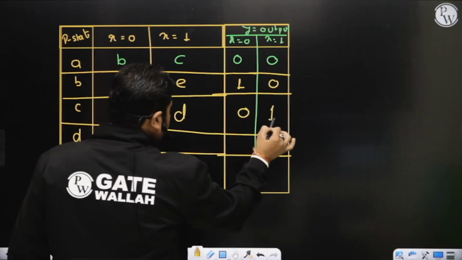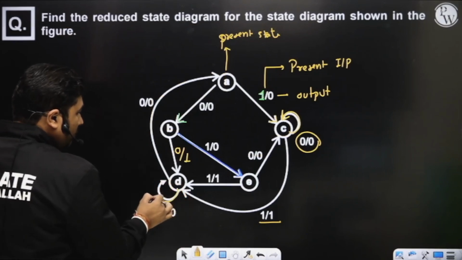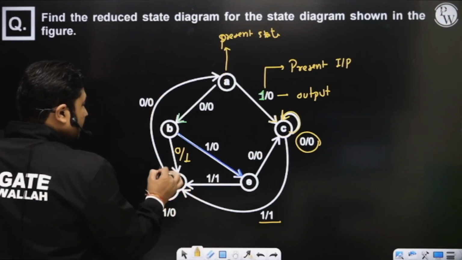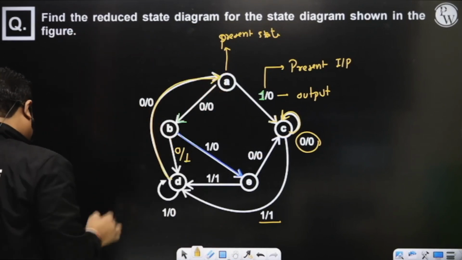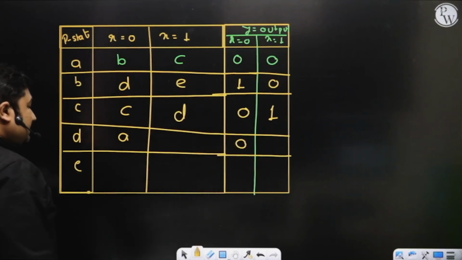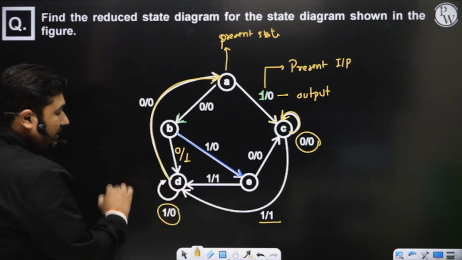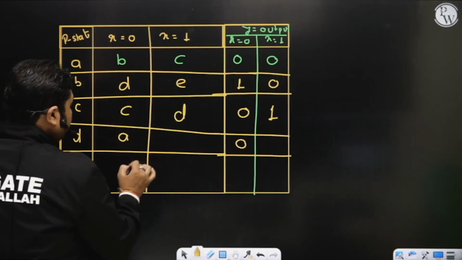D, 1. Present state D, x equals 0: next state A, output 0. Present state D, x equals 1: next state D again, output 0. D, 0.